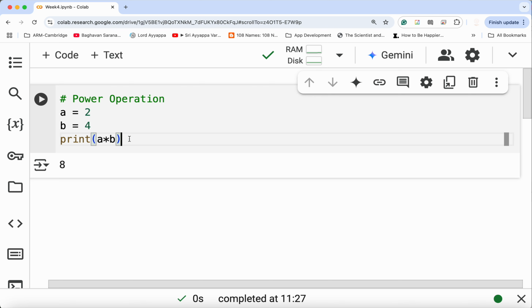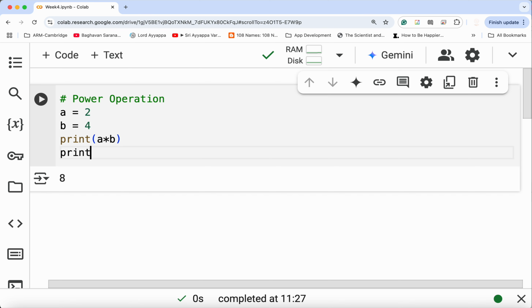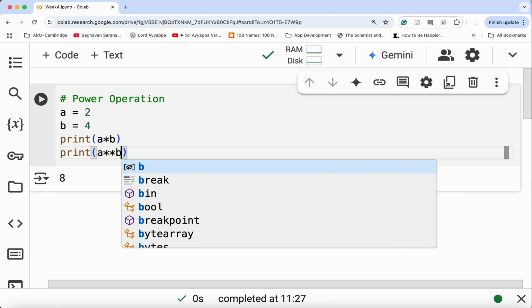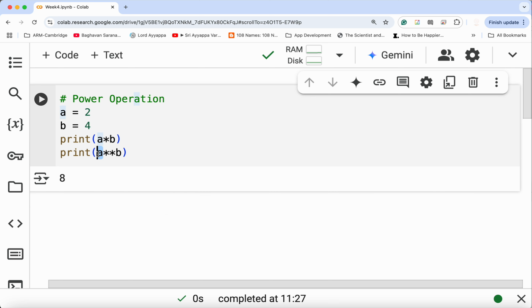Alright. Now the power operation is basically the exponent, multiplying by the exponent. That means I want to perform 2 to the power of 4. Okay, 2 to the power of 4. Now to do that, I say print a double asterisk b. So it is 2 raised to the power of 4. And if I run the code now, I'll get 16.